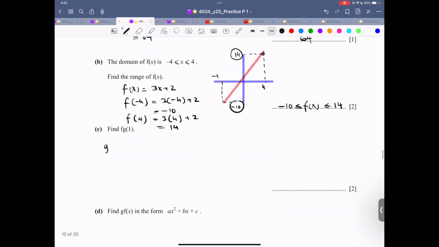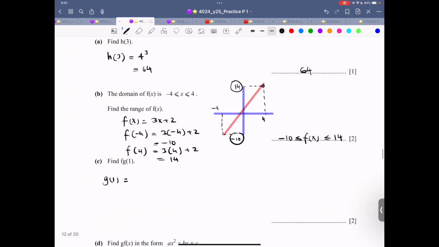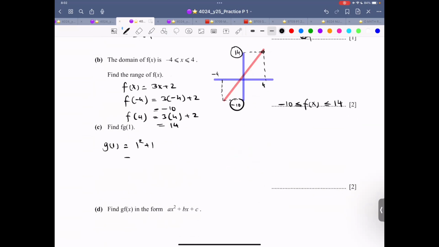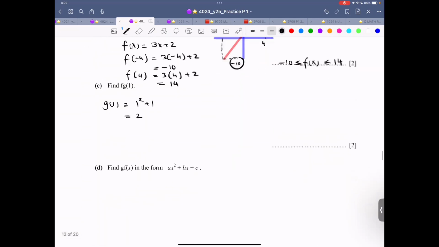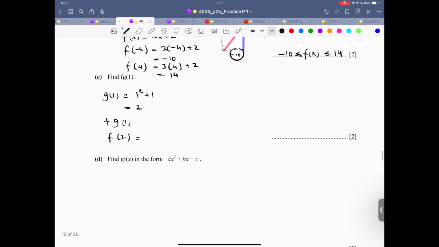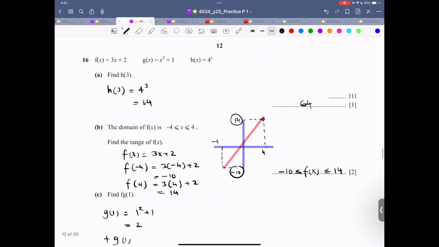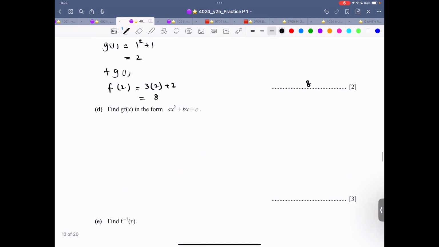Find f of g of 1. So now g of 1 is x squared plus 1, 1 squared plus 1, which comes out to be 2. F of g of 1 means f of 2. And what is fx? 3x plus 2. 3 into 2 plus 2, that is 6 plus 2 is 8. So this is 8.